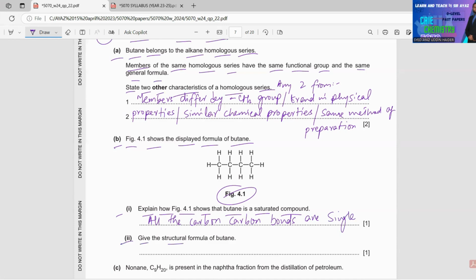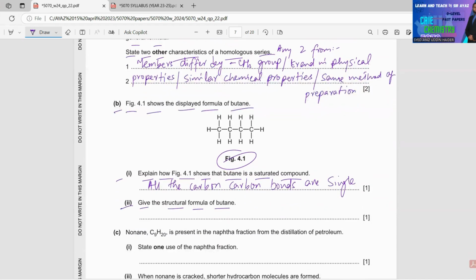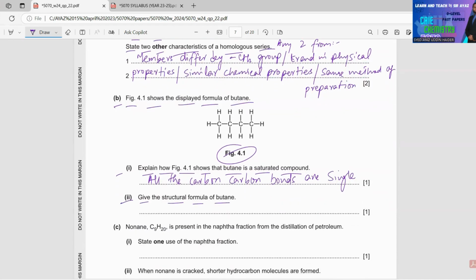Number 2, give the structure formula of butane. Now they are asking about structure formula. Structure formula is also known as condensed formula, in which we are going to show the condensed form. So I will write CH3, then we have CH2, CH2, again you are having CH3. So this will be the structure formula of butane.